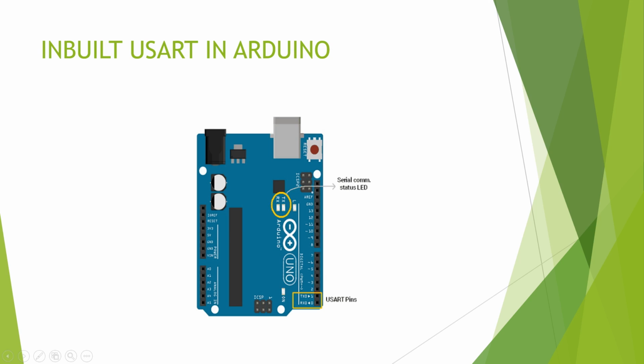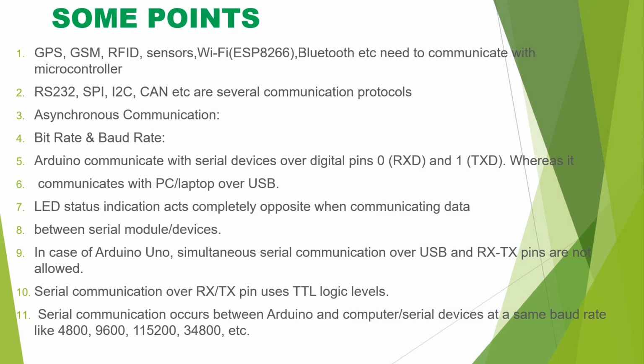The TX and RX, pin numbers 0 and 1, are made for UART. We can also use these as digital input output, as we have done in the previous demo. So these two pins, 0 and 1, have dual functionality. They also function for transmission and receiving when you are going to communicate with another device. So these are the main points involved.